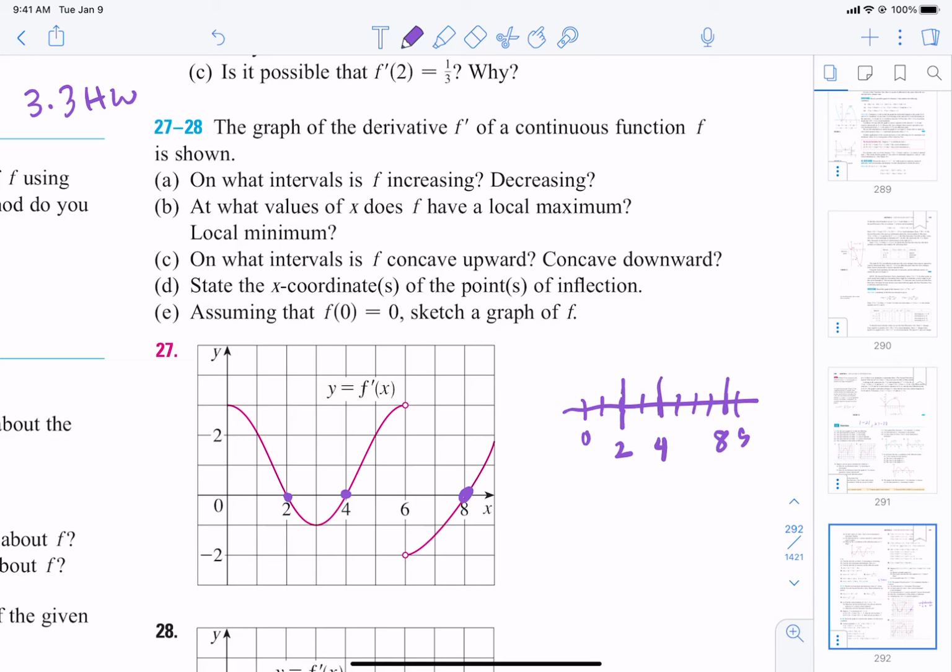Those are zeros. Well, what do we know about the zeros? The zeros have to be local mins or maxes, because where the first derivative is 0 is a local min or max. So that's going to help us find the answer to part B, okay? 6 is also a weird spot. Remember, a critical number can also be where the first derivative doesn't exist. So let's put a little closed circle at 2, 4, and 8, and let's put an open circle at 6.